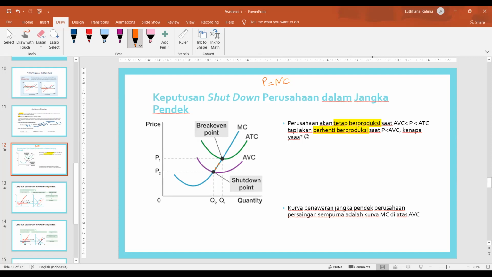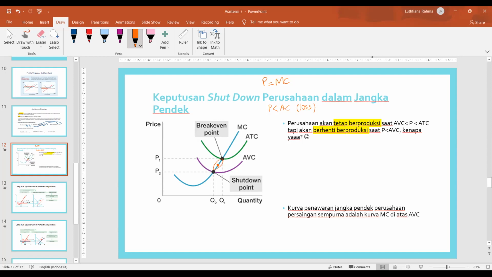Also, maybe producing at this point, if the price is between average total cost and average variable cost, they will suffer a loss. Why? Because a loss is where the price is below the average cost. It is a loss, right? So no matter how much the loss is, the firm will always keep producing in these circumstances.